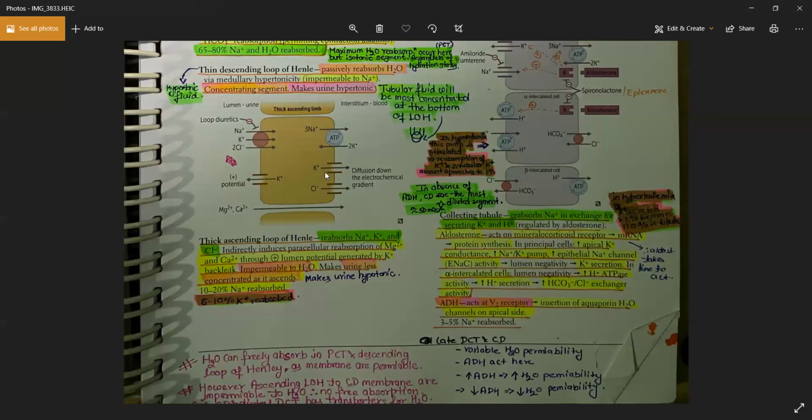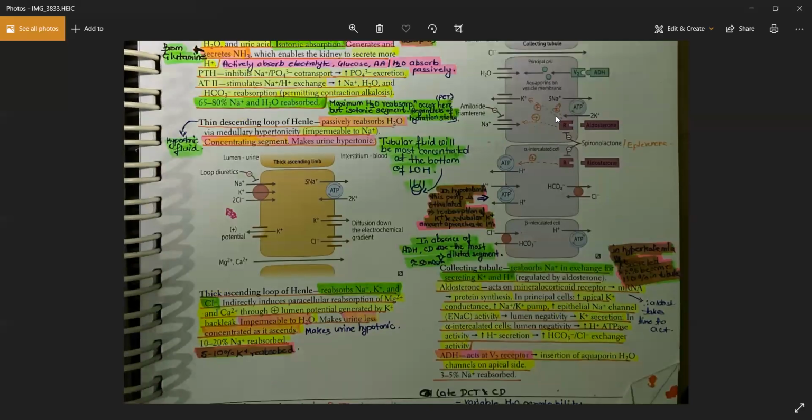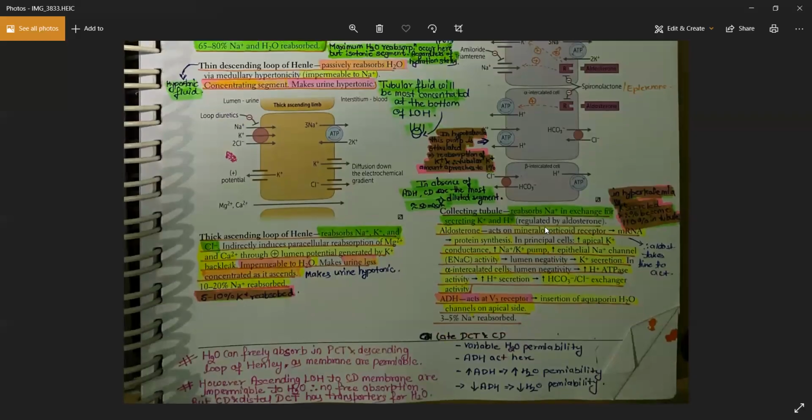Let us suppose I have a concentration of 100 milligram in my PCT, then I can have a 110 milligram concentration in the collecting duct in a scenario where I have hyperkalemia, because of the secretion of all this potassium from these principal cells, and the inhibition of the potassium and hydrogen pumps in the alpha intercalated cells. Do remember that. And I think collecting tubules, sodium, aldosterone, everything is covered. Any doubt on the collecting duct?